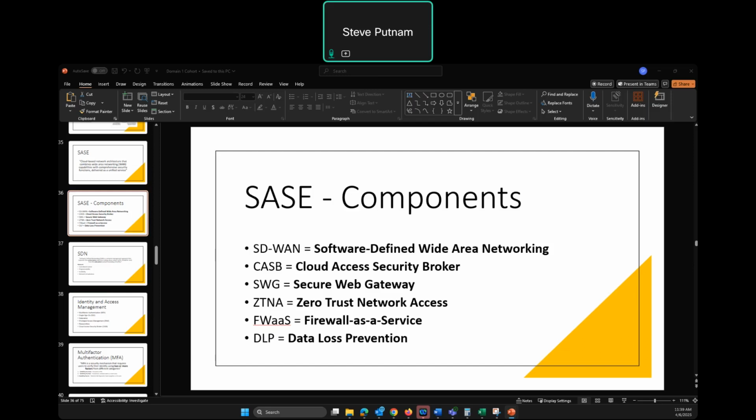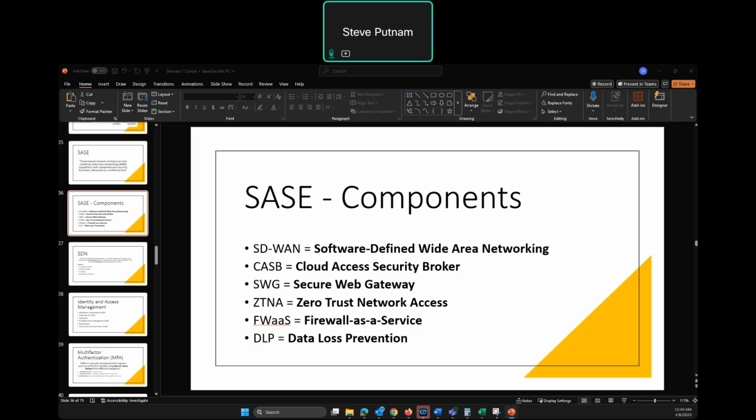So cloud access security broker, what it does is it sits between the cloud service provider users and the cloud application. So it enforces security policies, monitors user activity, and protects sensitive data. It's essential for securing the use of cloud-based applications like Microsoft 365, Google Workspace, and Salesforce.